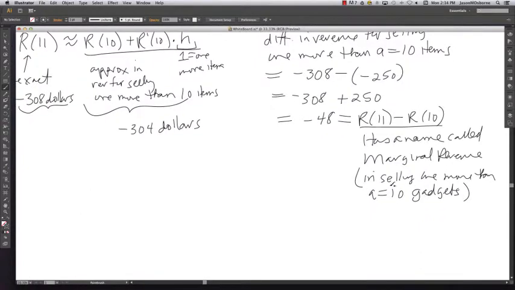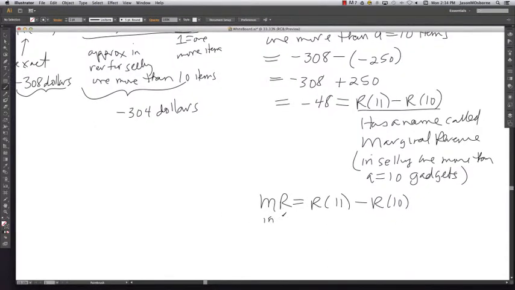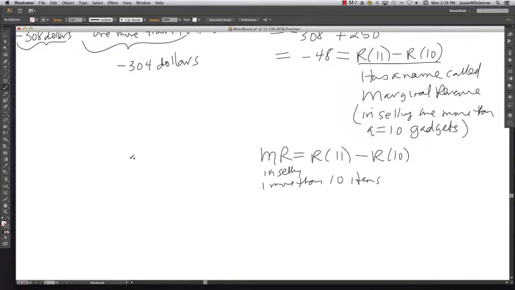Sometimes you will see this called MR in the book for marginal revenue. It's R of 11 minus R of 10, the marginal revenue in selling one more than 10 items. That has a little bit more of a notation. I would prefer to write marginal revenue of 10, instead of just MR.